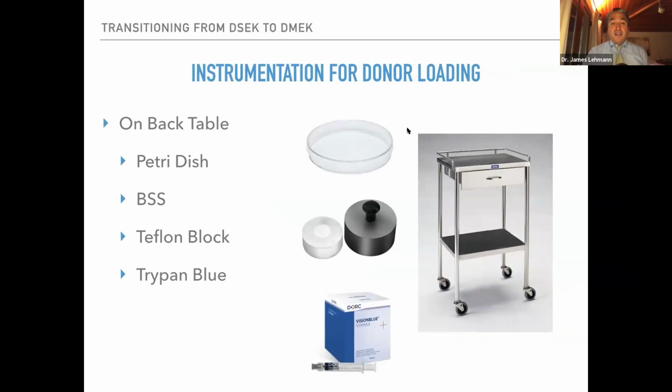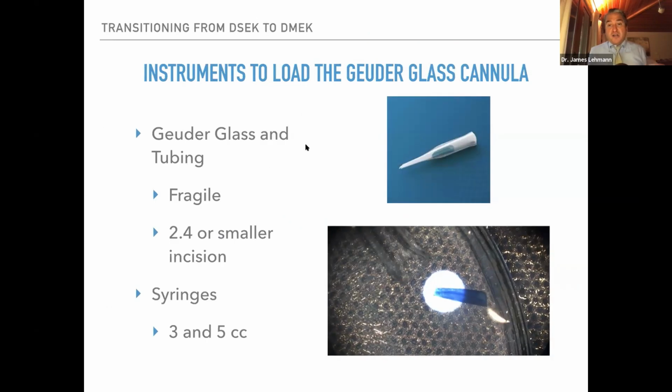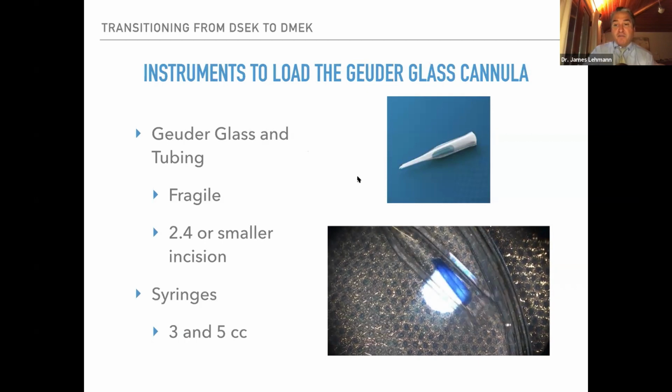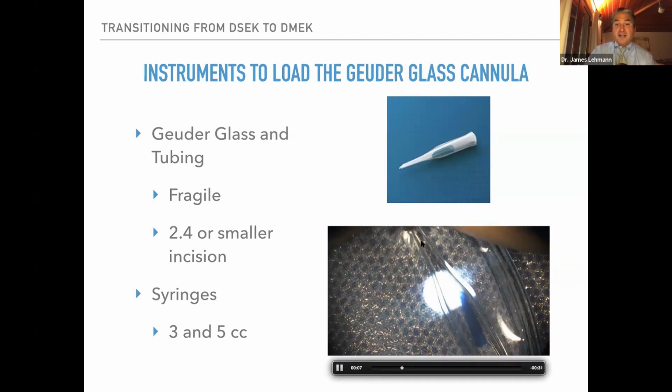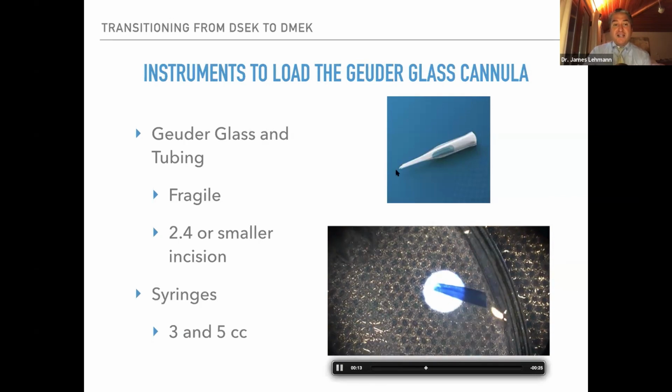So in the OR setup, you have, of course, the patient's draped, but then on a back table, you have the stuff that you need to load the donor. So you need some Vision Blue, you need a Teflon block, and a Petri dish filled with BSS solution. And then to load the donor, what I've evolved to now is using this Geuder glass cannula that you can see in this bottom picture, where you suck it into the neck of the cannula with one syringe, and then you attach another syringe on the back. So for this, you need the Geuder glass cannula.